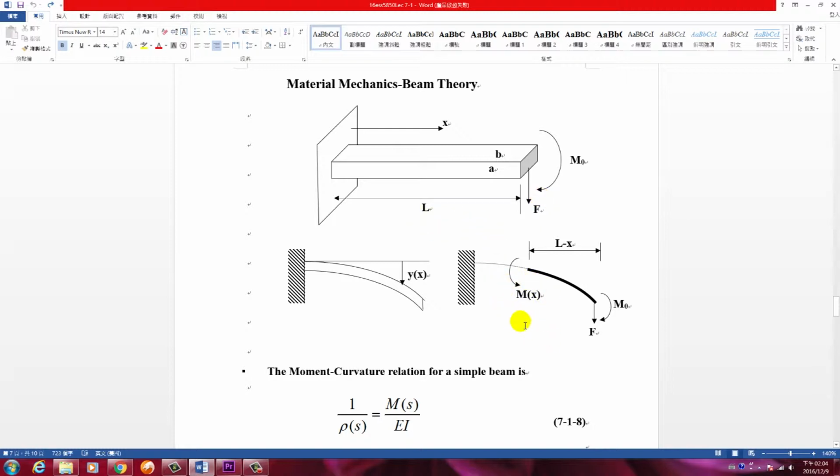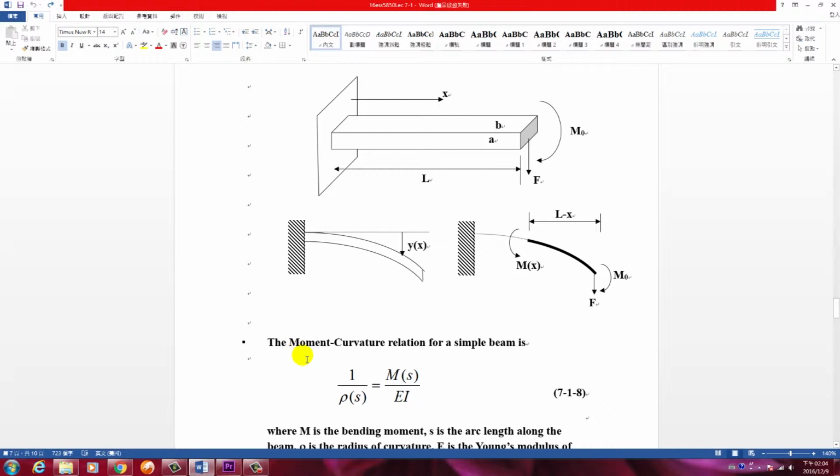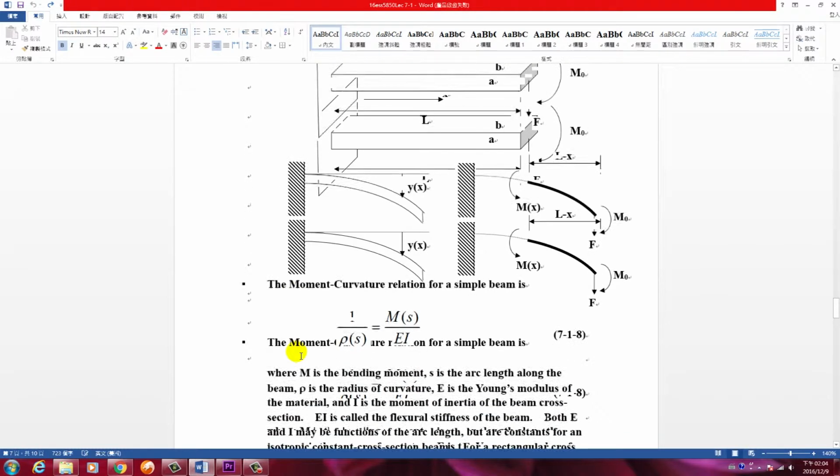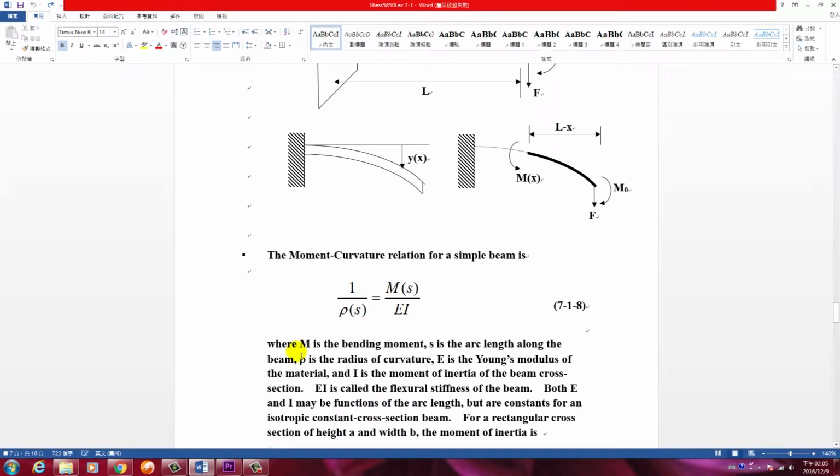Now we consider what kind of curvature you will have at the local region. The curvature means the radius of curvature, rho. So 1 over rho means the curvature, that is, how curved the structure is. The curvature will be proportional to the bending moment. If you have a large bending moment, at the local region you will bend more and have a larger curvature, more curve. And the curvature will also be inversely proportional to the Young's modulus. Young's modulus means the stiffness of the beam.